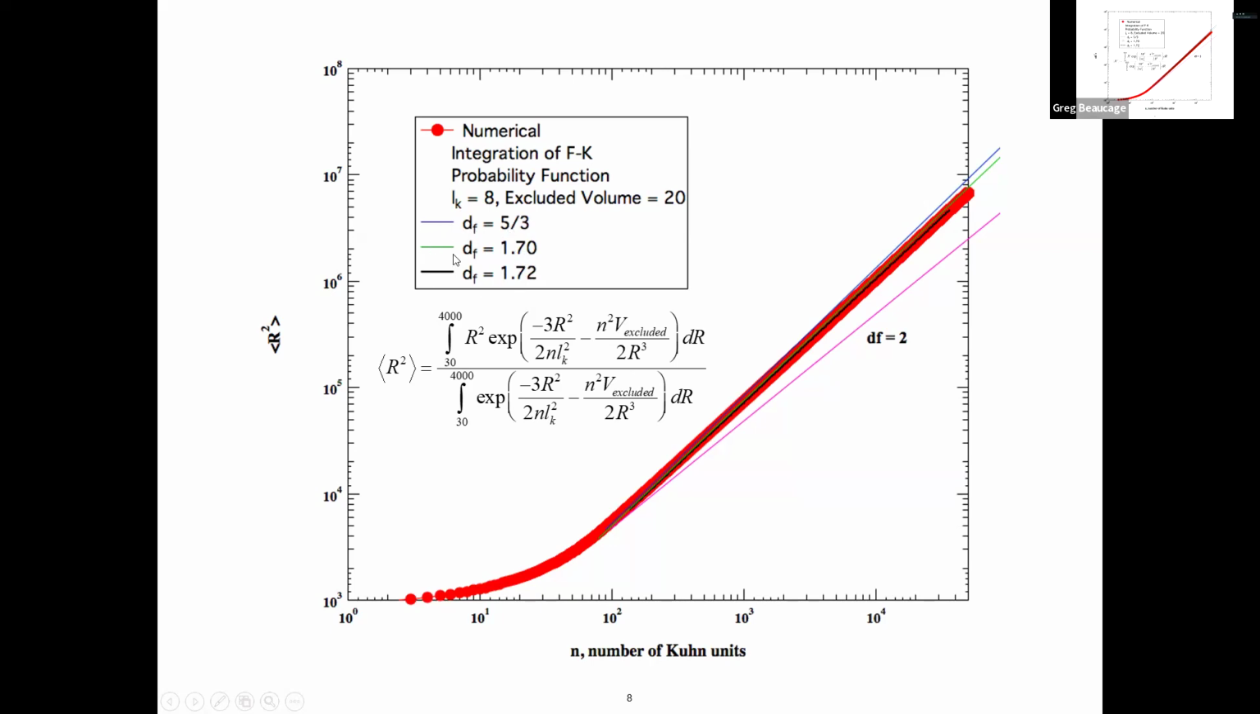And this has been extensively accepted. So you see in papers, the 0.588 number is like a magic number that people will say over and over again. Or they'll say 5/3 for the dimension of it.